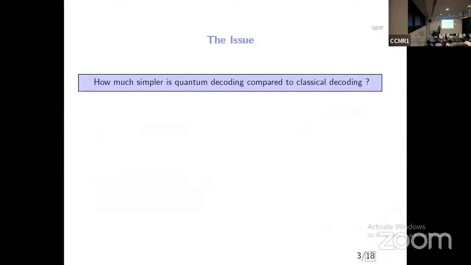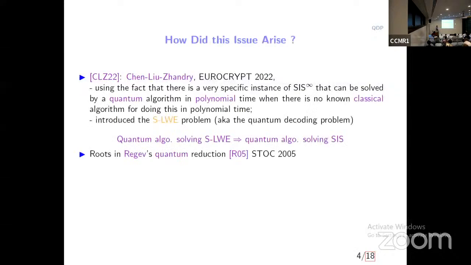Now you may wonder, why do I care about this problem? Well, it turns out that some authors played this game two years ago, looking at a very specific error distribution, and they found a quantum algorithm for solving this problem in polynomial time. Then, by using Regev's reduction, they were able to solve what is called the SIS problem in a very specific region. So what is the SIS problem?